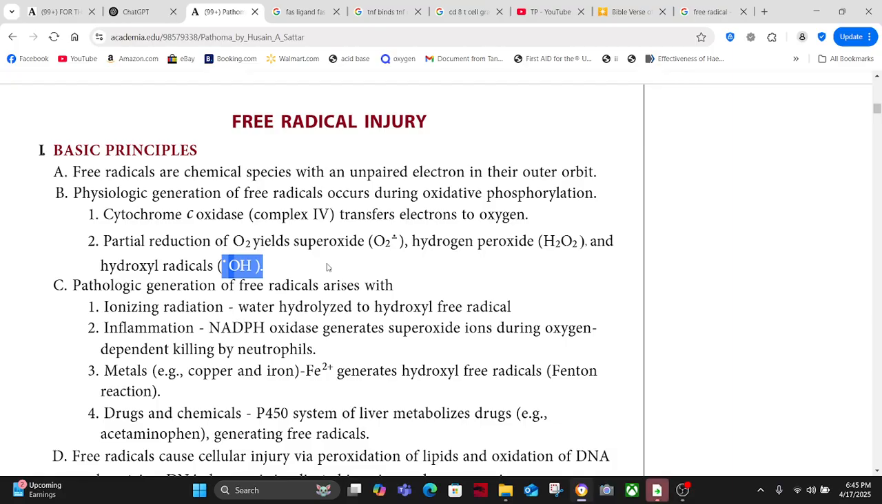What does it mean to reduce oxygen? To reduce oxygen means to add electrons to oxygen. So partial reduction of oxygen means to add electrons to oxygen. And when you add an electron to oxygen, I'll show you.